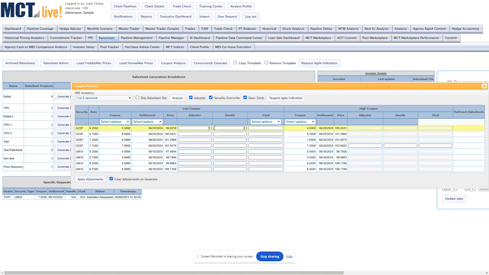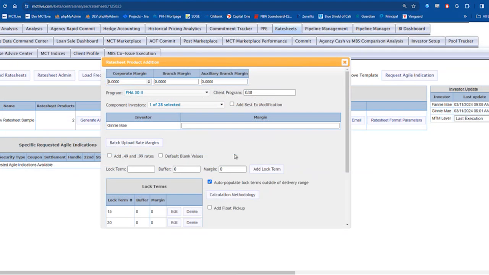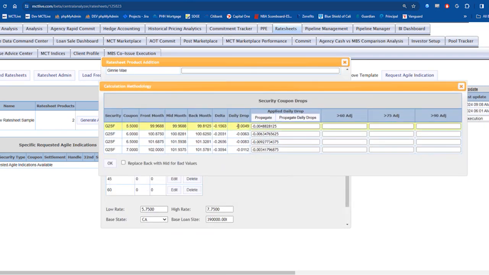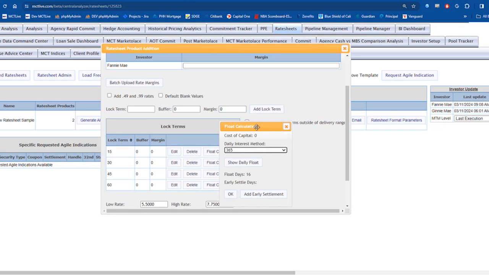So our model has some flexibility in the way that longer term locks are calculated. Daily adjustment, 120 or 150 day price. Float calculation, this is for your interest carry on loans.